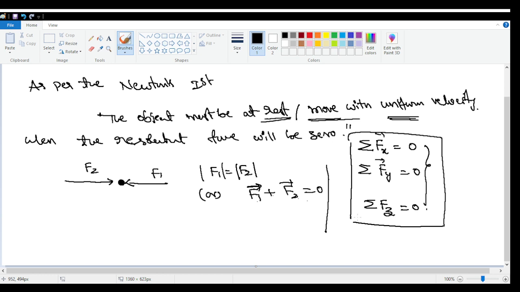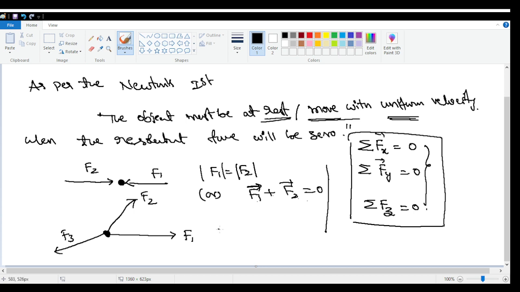Let me do one simple example, you can easily understand. Let me take this one. The force F1 is acting like this, F2 is acting like this, and one more force F3. So, as per the definition, the sum of all these forces must be 0. Then only this object must be in equilibrium at this point.